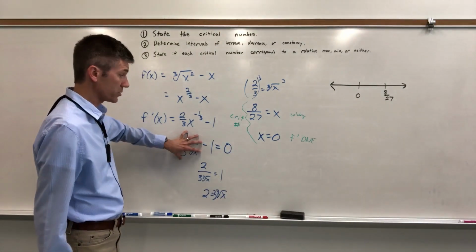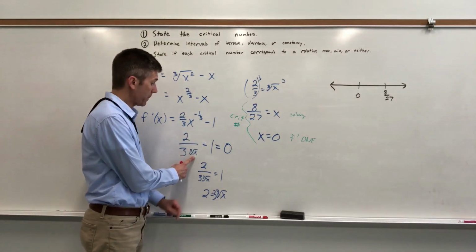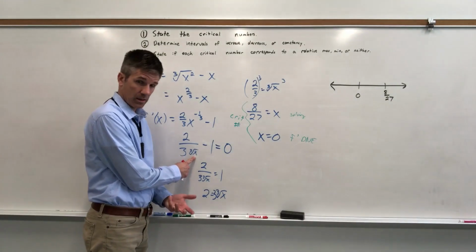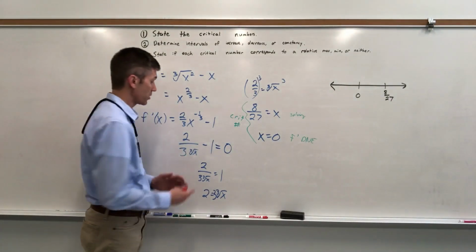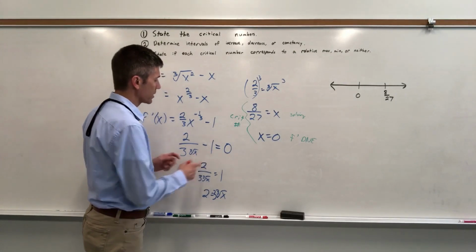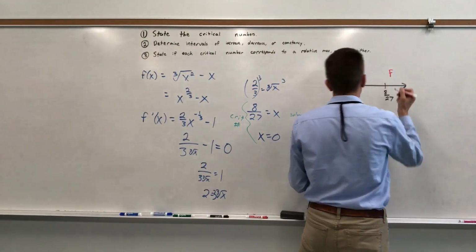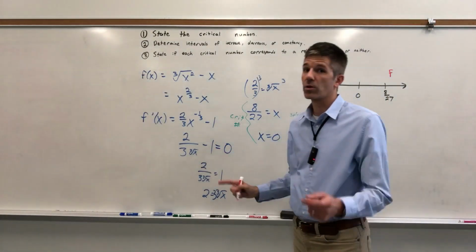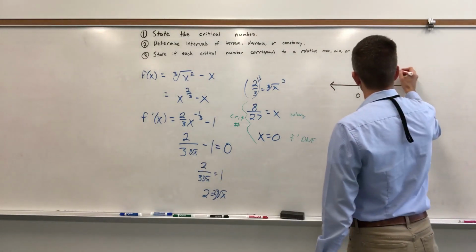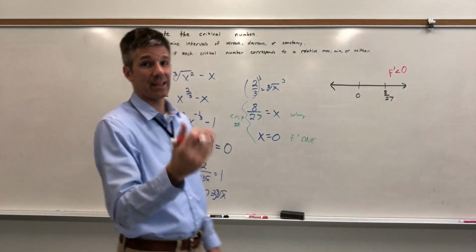This is really close to 0. So big number makes denominator big. 2 over enormous is very close to 0. 0, essentially, minus 1 is negative. So for large values, or basically any value larger than 8 over 27, you're going to get a derivative that is negative. So the derivative is less than 0.